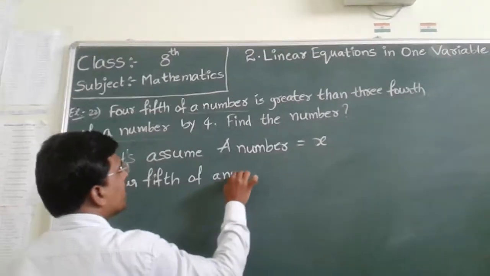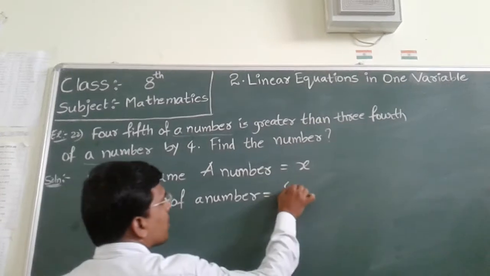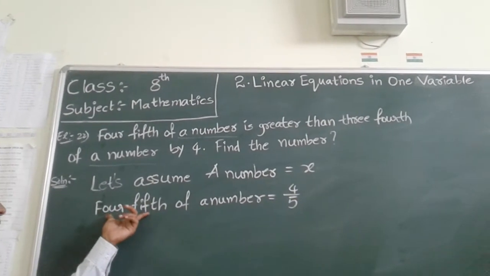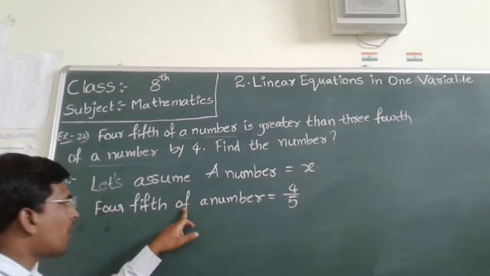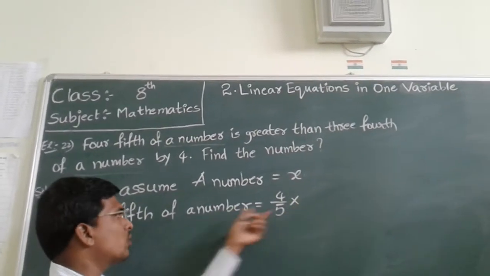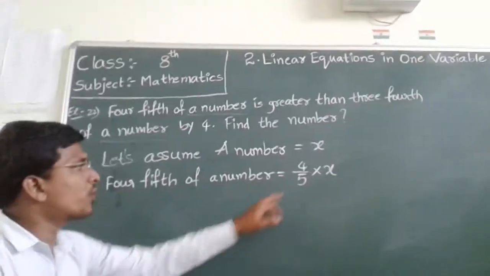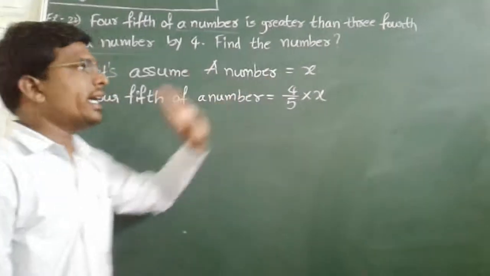4/5 of a number. So 4/5 represents that fraction, 4/5. Here "of" represents multiplication, and a number is what? x. Okay, 4/5 of a number is 4/5 into x.